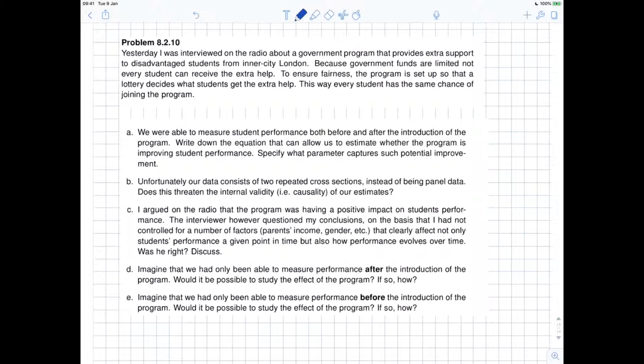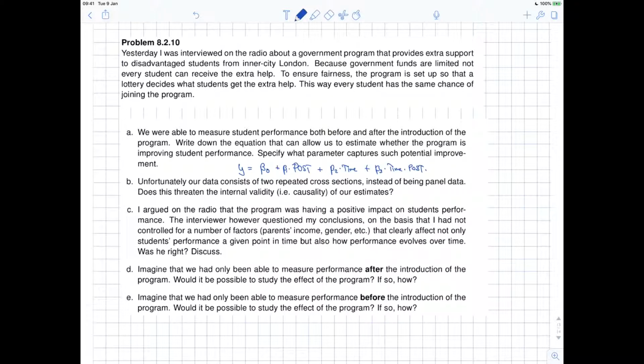actual question, you should be able to write things like y is equal to beta 0 plus beta 1 times post plus beta 2 times time plus beta 3 times time times post. And that should give you a difference in difference estimator. But of course, if I was in an exam, I would try and be a little bit more specific, tailor those answers to the question, right?